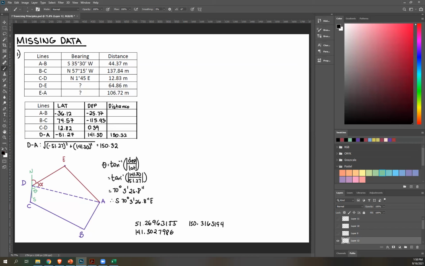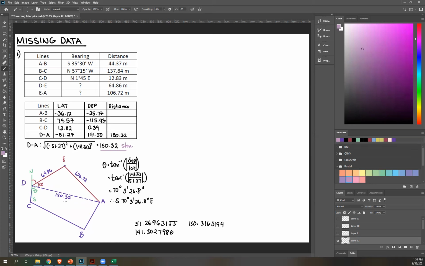So now how do we get alpha? Again, remember your trigo function. So I'm going to write out some of our givens. The length of DE is given, that's 64.86. The length of EA is also given, 106.72. And this length is also known now. We figured that to be 150.32. Again, use the stored value, which is this one.